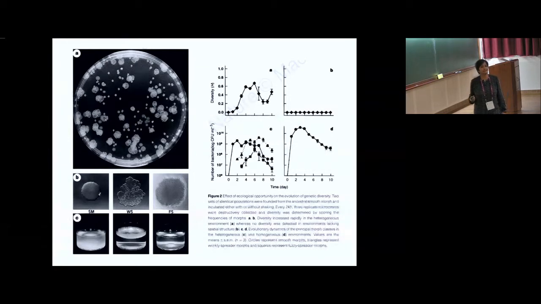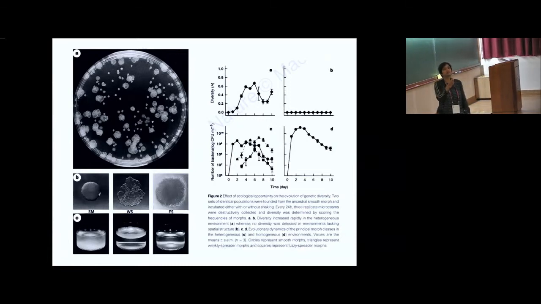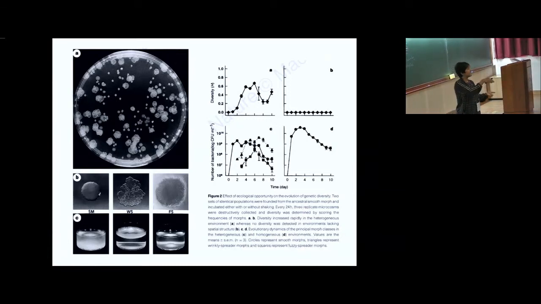This is kind of interesting. There seem to be some dynamics that are much more interesting than just everybody coming up at the same time. And again, if they shake the culture, they only get the smooth guy. They never see the wrinkly or the fuzzy spreaders, right? So this diversity of these different types is clearly linked to having a static habitat, with the possibility of oxygen being something that's important and different. Everybody with me on this? Okay.